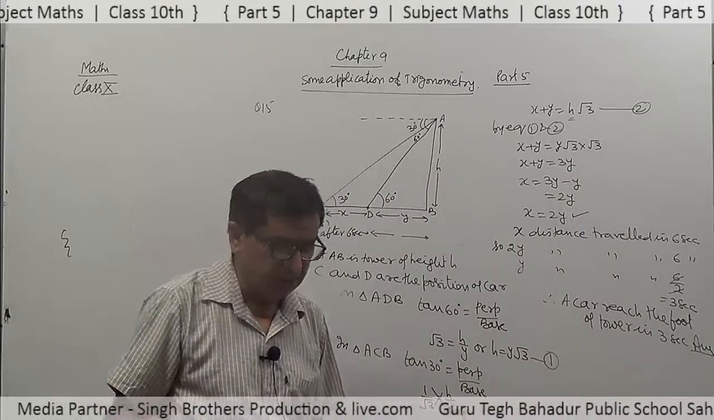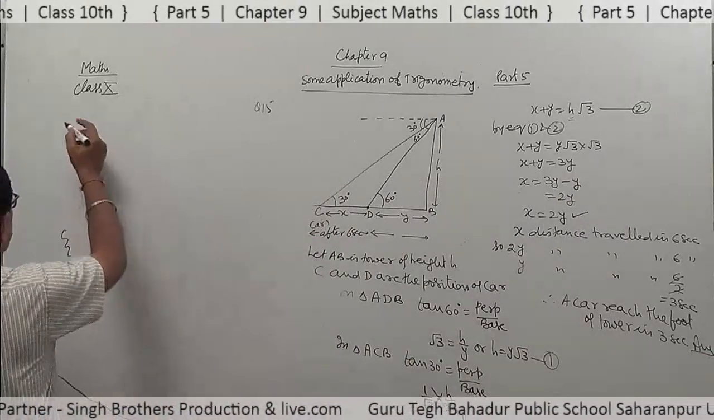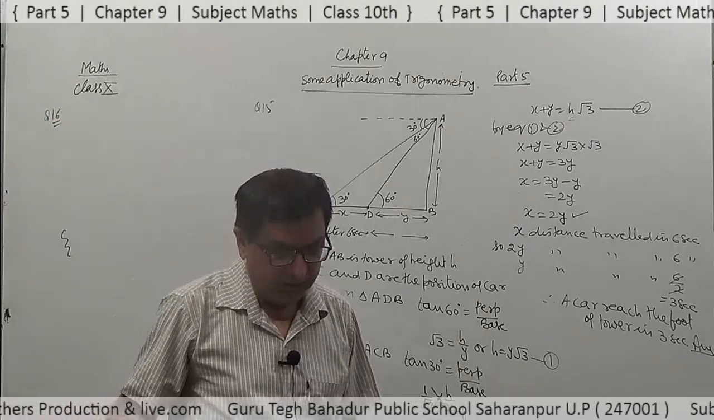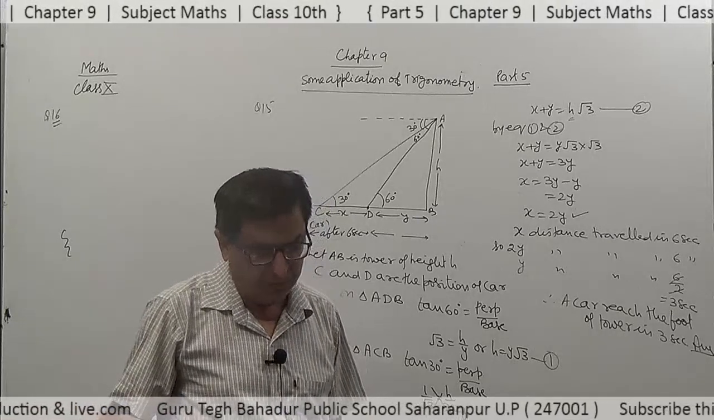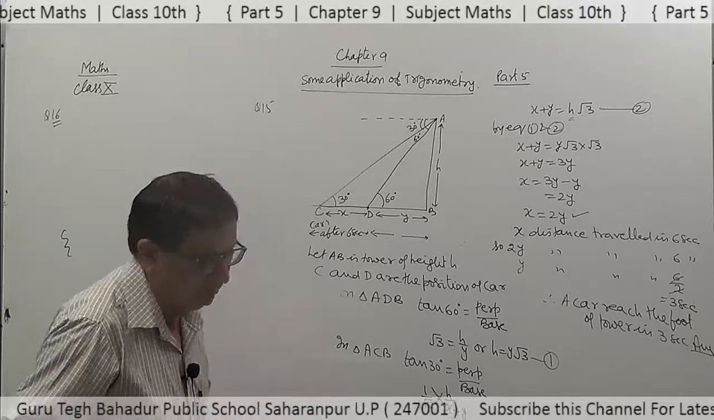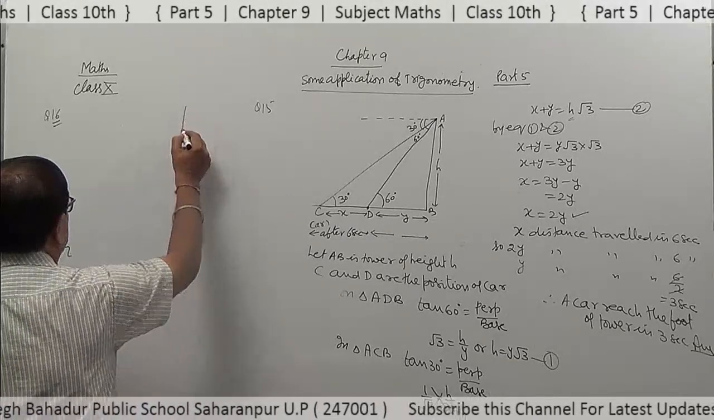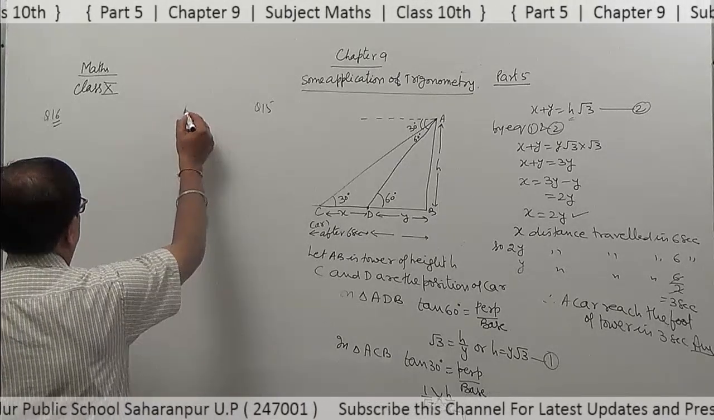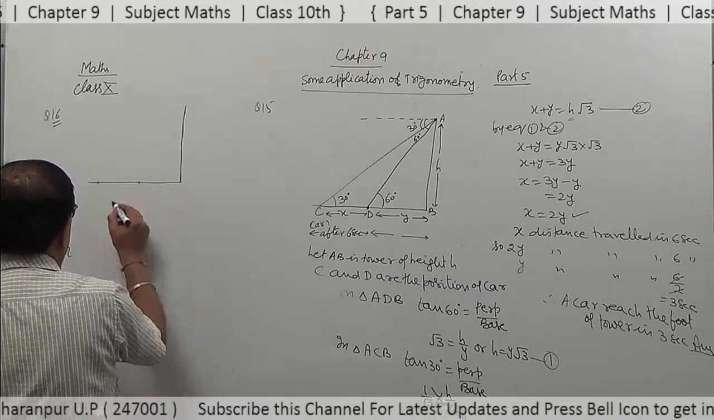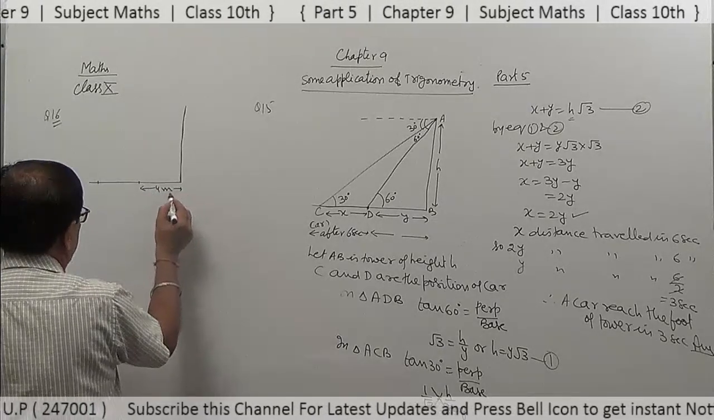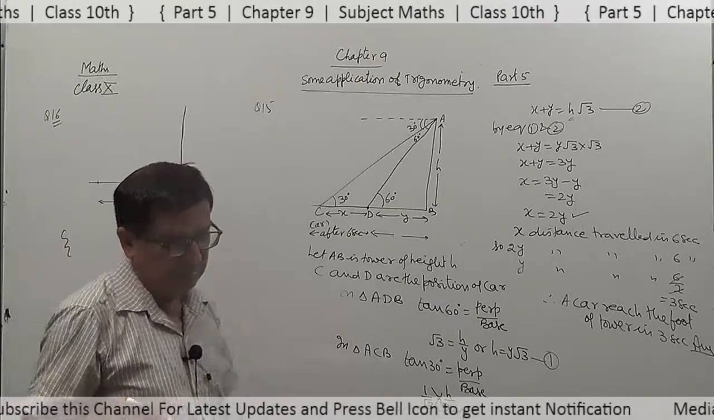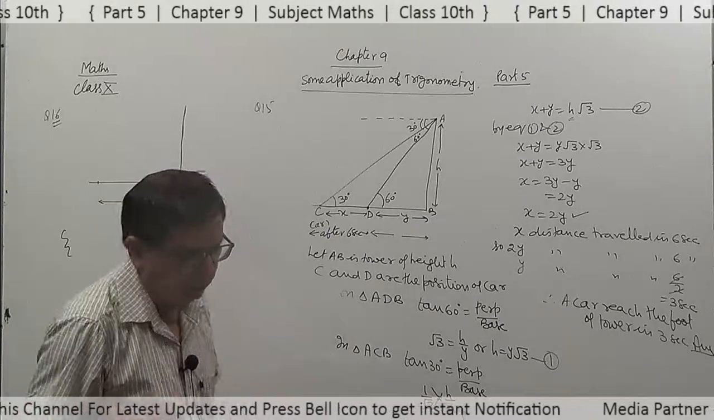Now see question number 16. The angle of elevation of the top of a tower from two points at distances of 4 meters and 9 meters from the base of the tower. This is the tower. Its angles of elevation from two points, one 4 meters from the foot of the tower, the other 9 meters from the foot of the tower, are complementary angles.